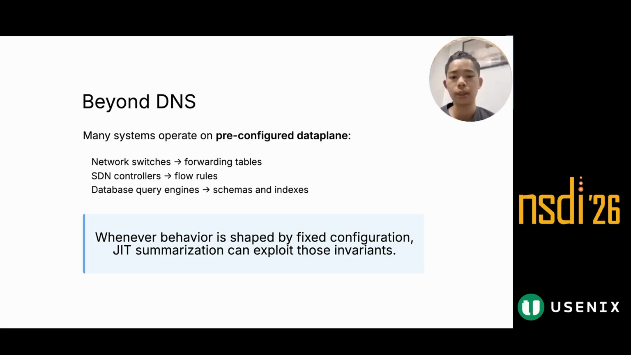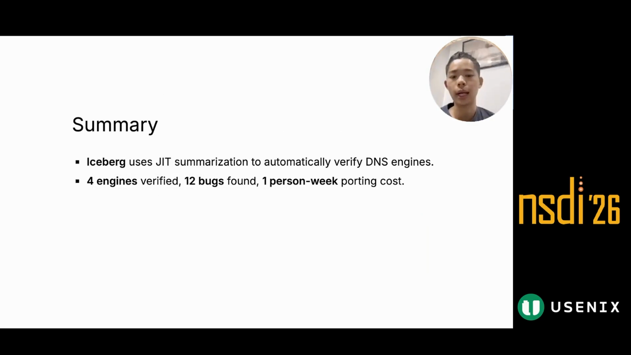To summarize, Iceberg uses just-in-time summarization to automatically verify DNS authoritative engines. By leveraging zone data as invariants, we eliminate most manual specification effort while maintaining correctness guarantees. We verified 4 engines, found 12 new bugs, and kept manual effort low.